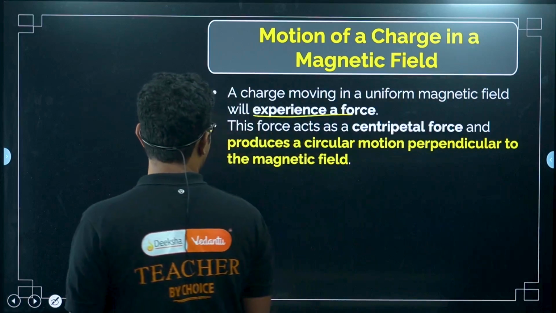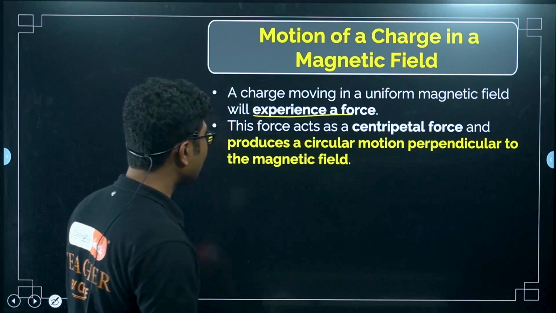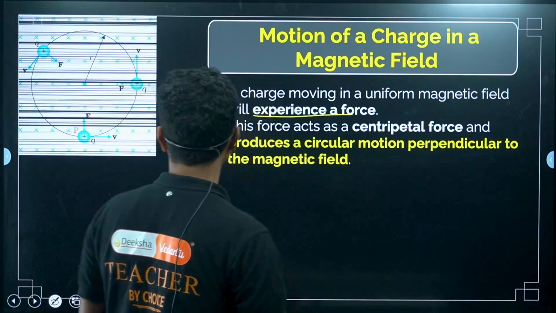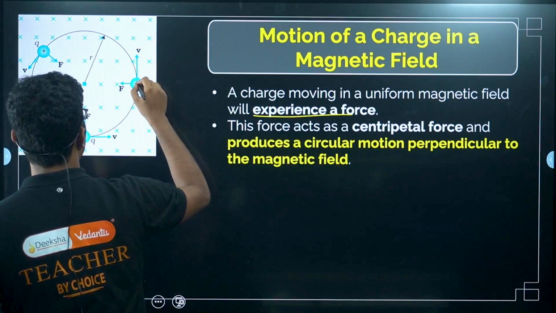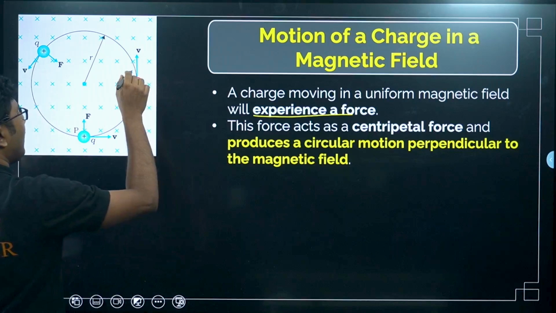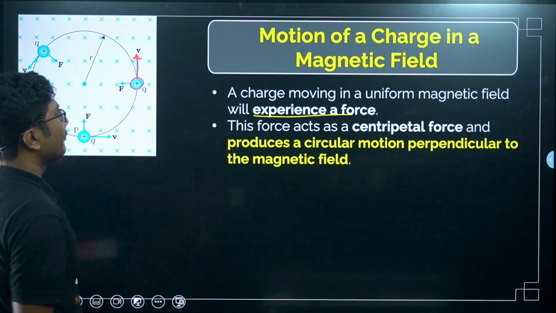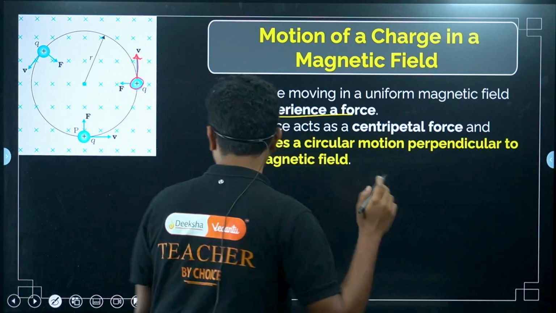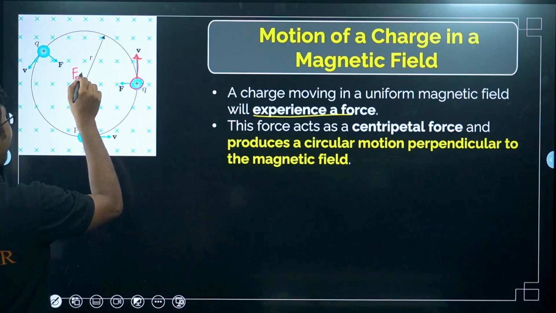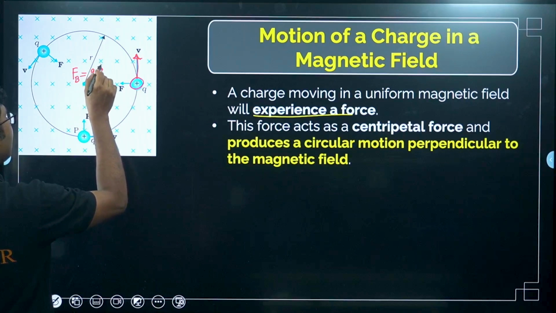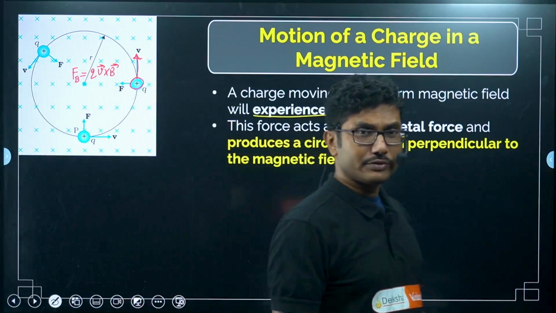Okay, this force acts as a centripetal force and produces a circular motion perpendicular to the magnetic field. So let's see what that is. Suppose we have a charge which is moving in this direction. Now we know that the force F_B will be equal to Q V cross B, right? That was the Lorentz force that we already learned.